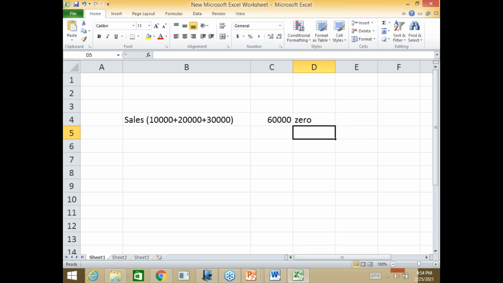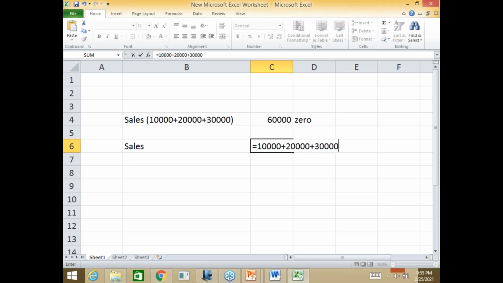So remember this one, because the examiner checks your answer by placing the cursor on this cell. When they go into the cell, there will be no working supported for this particular 60,000. So where did you get the 60,000? So you do not need to show the working in this column. It's better to write the answer like this: equals 10,000 plus 20,000 plus 30,000. That's it. You will get the answer 60,000.